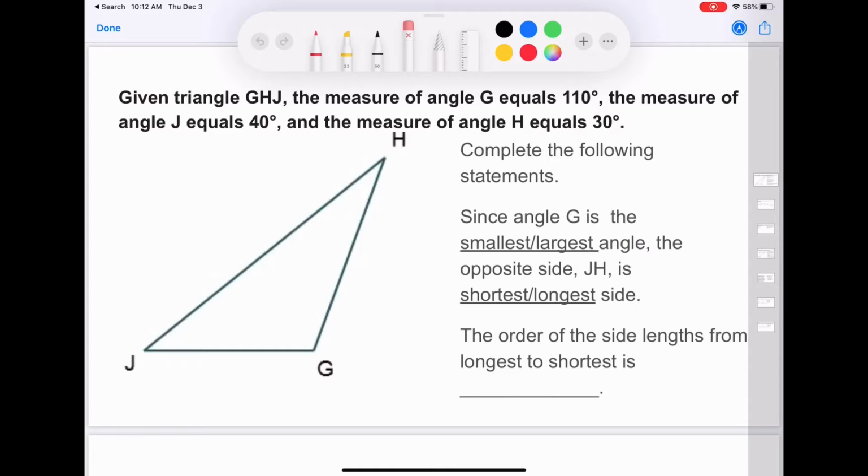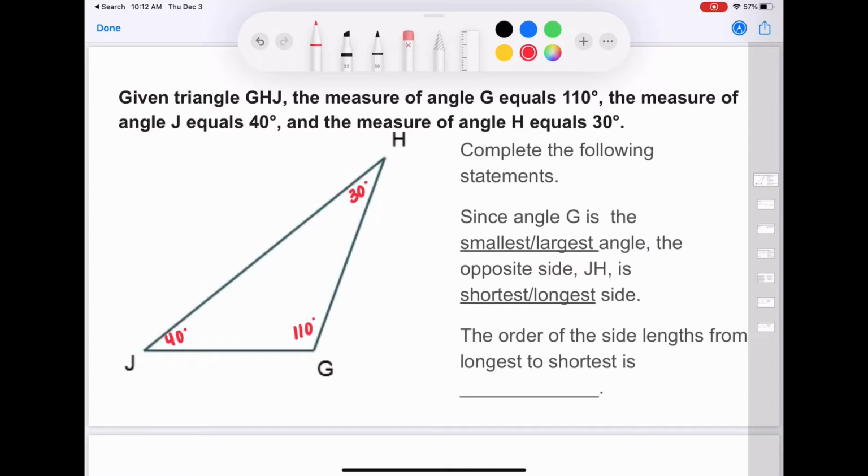Today I'm going to go over some different Unit 4 Lesson 3 practice problems. Let's look at the first problem. This problem says, given the triangle GHJ, the measure of angle G equals 110, so I'll go ahead and write that in. The measure of angle J equals 40, and the measure of angle H equals 30.